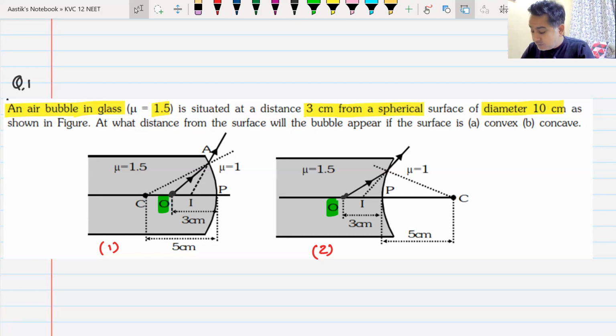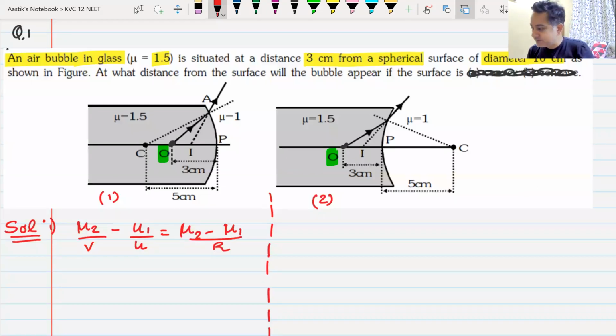Now this problem is coming just because of the sign convention. Let us first put the formula: mu2 by v minus mu1 by u is equal to mu2 minus mu1 by r. Is the board visible now? Yes, sir. Mu2 by v minus mu1 by u is equal to mu2 minus mu1 by r. That is the formula.